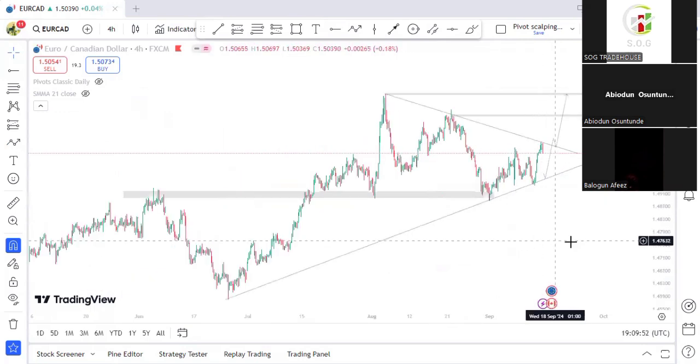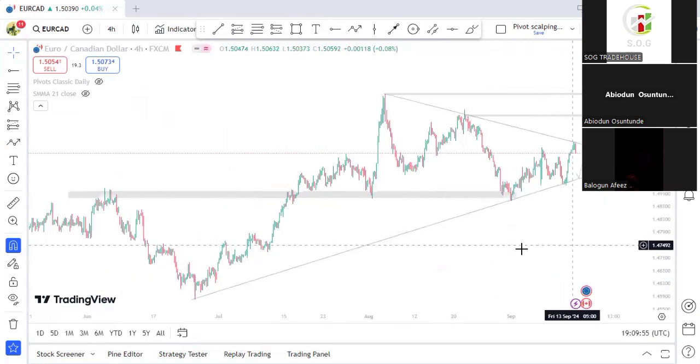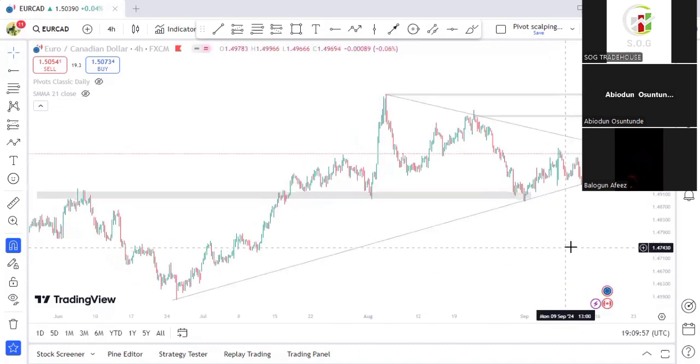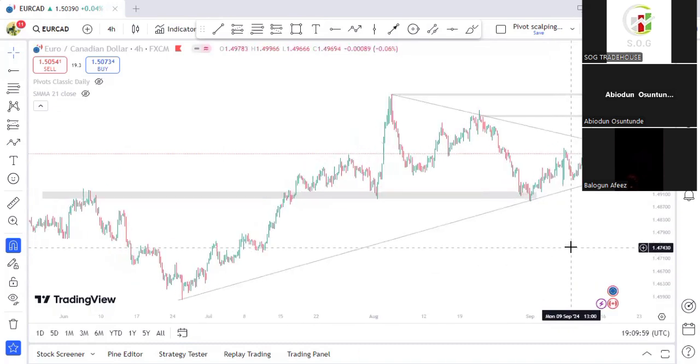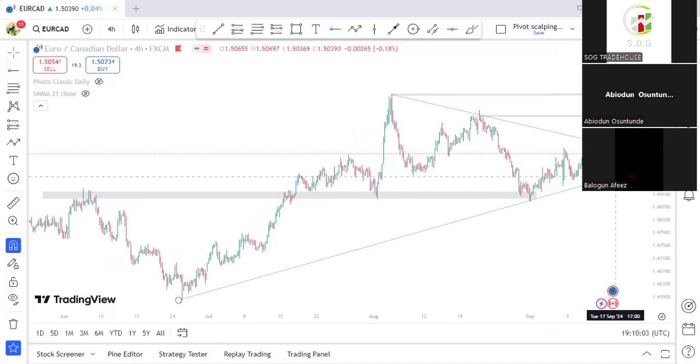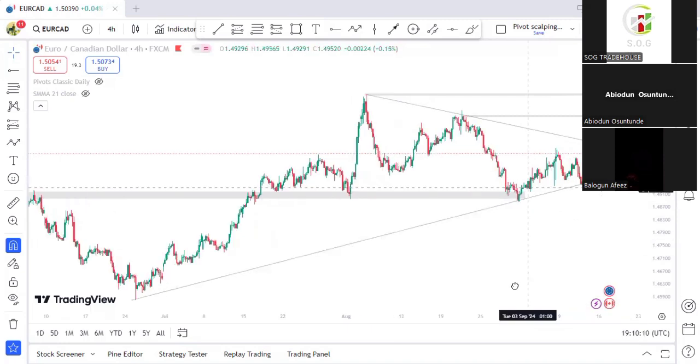When you trade against the trend, you're putting yourself at risk. So it will be better to wait for the buy. When you catch the buy move, you can hold it as a swing trade to the upside. So basically, this is my analysis on EURCAD.